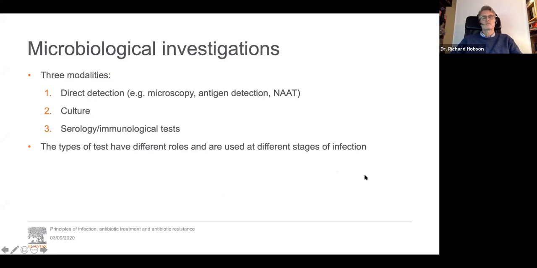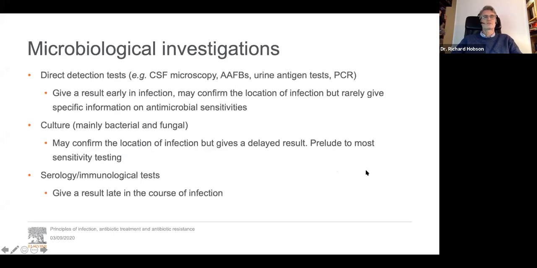And these types of tests have different roles and are used at different stages of infection. So by direct detection tests, I mean things that you can do which will tell you very quickly whether a patient has an infection and often where it is. So things like microscopy, CSF microscopy, sputum microscopy for AFBs, urine antigen tests for Legionella, pneumococcal disease, blood antigen tests for Cryptococcus and so on, and PCR tests for nucleic acid from microorganisms.